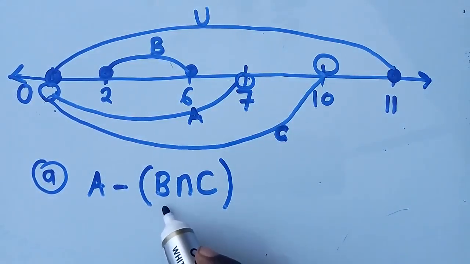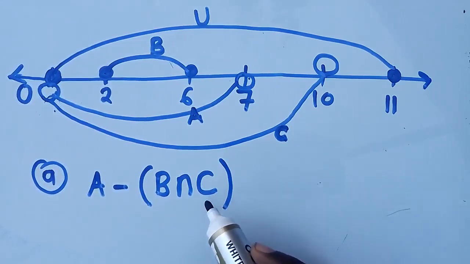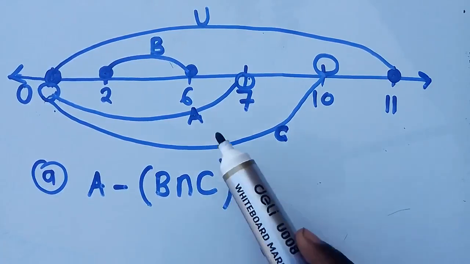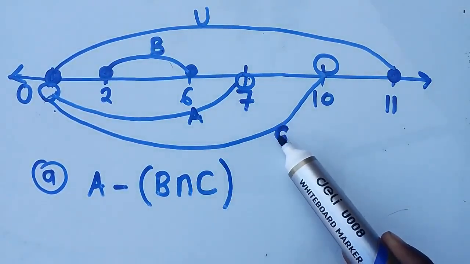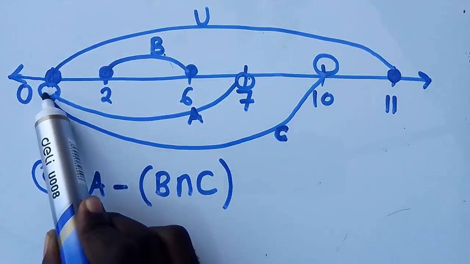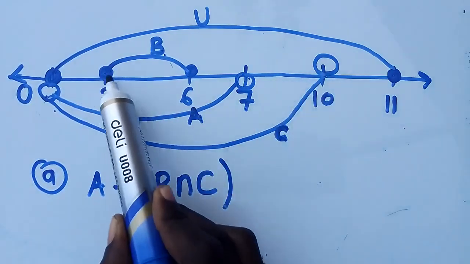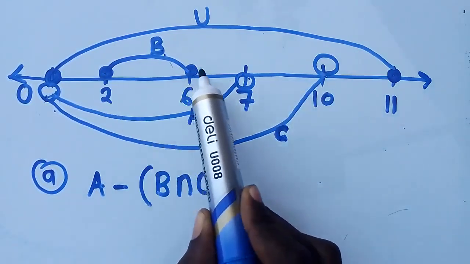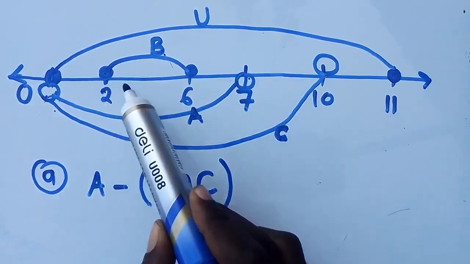You start with B intersection C. So what is B intersection C? B is here, intersecting with C. Have you seen? C is from 0 to 10, B is 2 to 6. So when these are intersecting, where do we have the common values? It's just 2 to 6.